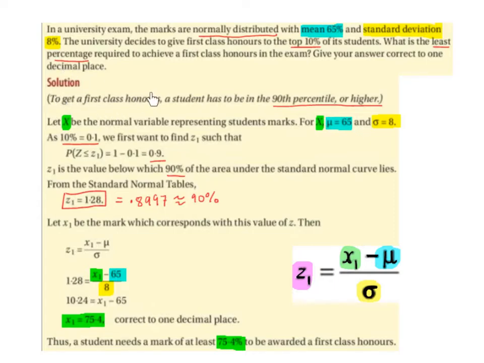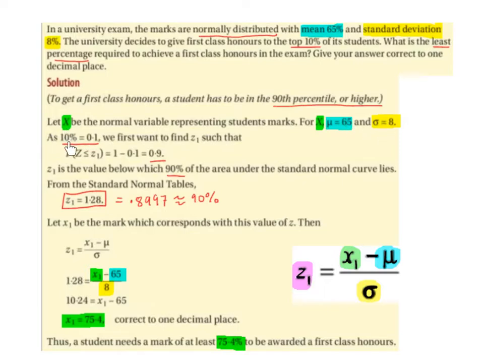To get a first-class honour, a student has to be in the 90th percentile or higher. Because if a first-class honour goes to the top 10%, then you have to be in the 90th percentile or higher, because 100 take away 10 leaves us with 90%. Let x be the normal variable representing students' marks. For x, the mean is 65 and the standard deviation is 8.